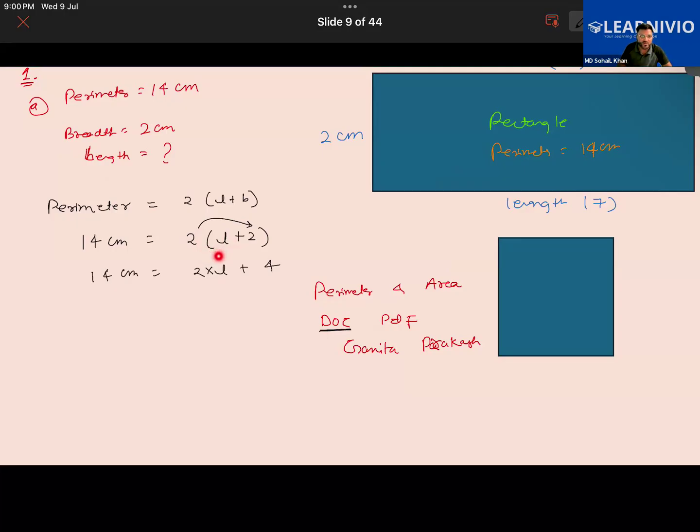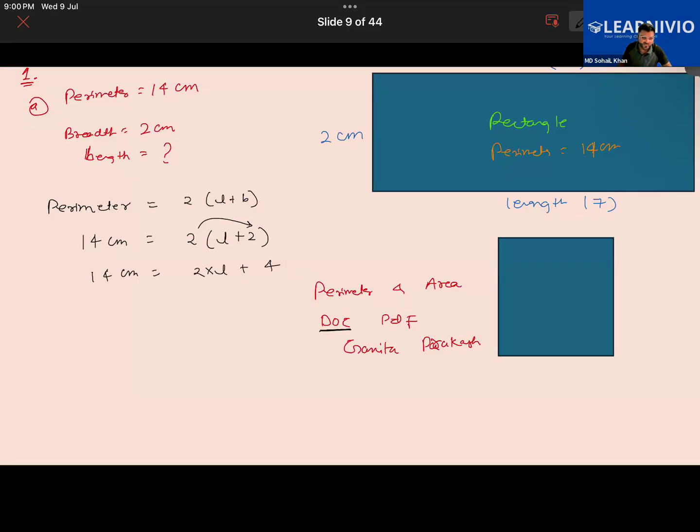Did you open the PDF or not, Laksh? Sir, I found it on Google. Not the PDF, but it's just showing me the questions. Is it page 132, question 1? Find the missing terms. Perimeter of a rectangle equals 14 centimeters. Yeah, that's the question. You should open the PDF.